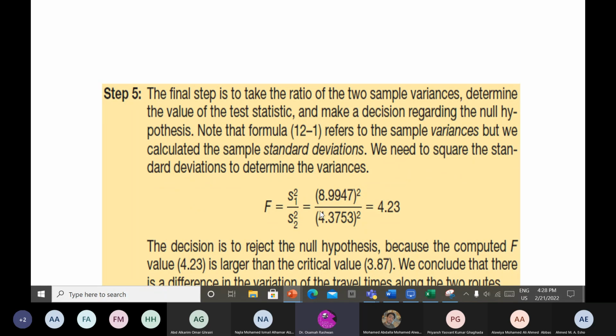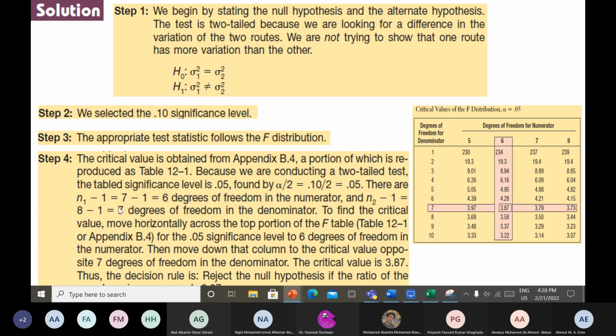The bigger variance you have in the numerator, and the smaller one in the denominator. So this one is for the sample with 7 items, so the degree of freedom of the numerator will be 6. And the smaller variance is for the other one, which is 8 minus 1, which is 7.